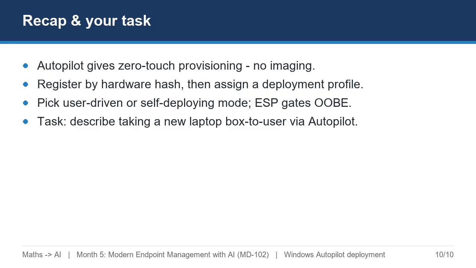For your task, go to the Intune Admin Center, open Devices, Enrollment, Windows, and review the Autopilot devices, deployment profiles, and enrollment status page sections. Then write 3 to 4 sentences describing how you'd take a brand new laptop from its box to a user's hands, naming the hardware hash registration, the deployment profile, the user-driven mode, and the role of the ESP during OOBE.